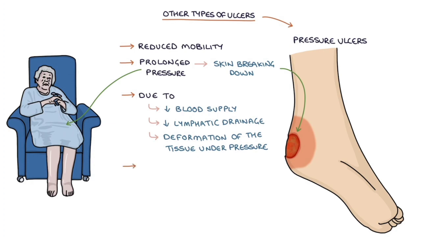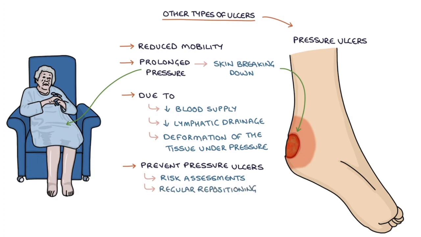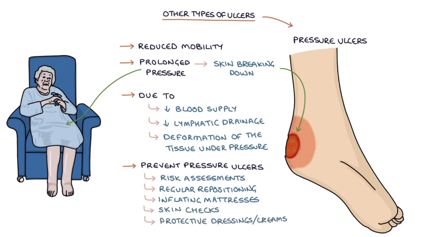Extensive effort needs to be taken to prevent pressure ulcers, including individual risk assessments, regular repositioning, special inflating mattresses, regular skin checks, and protective dressings and creams. The Waterlow score is a commonly used risk assessment tool for estimating an individual patient's risk of developing a pressure ulcer.